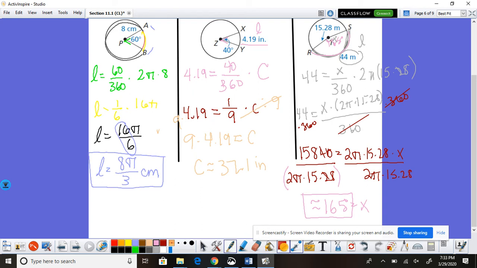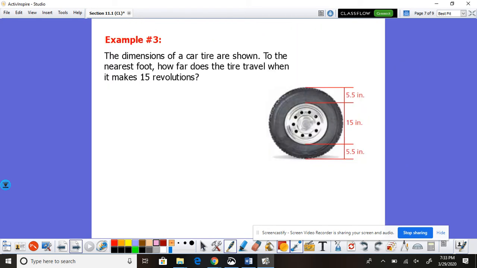All right, let's do a couple word problems. All right, so here we have a tire, guys. And we know from the hubcap to the end of the tread is 5.5. The length across the hubcap is 15, and then 5.5 here on bottom. So if I added all these up, this whole thing here is 26. So if I had the circle, that would mean the diameter of this is 26, which means the radius is 13.